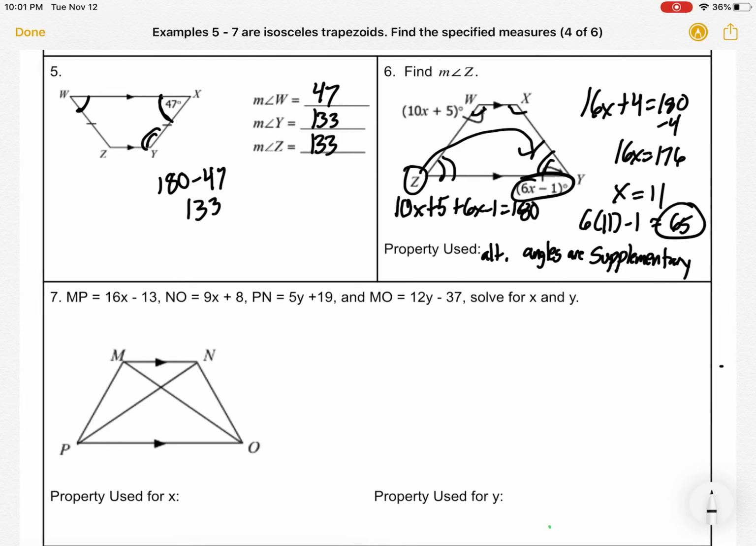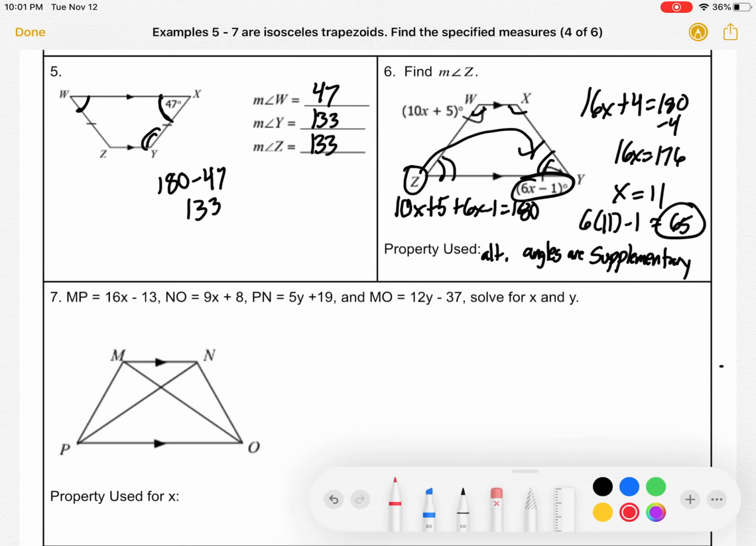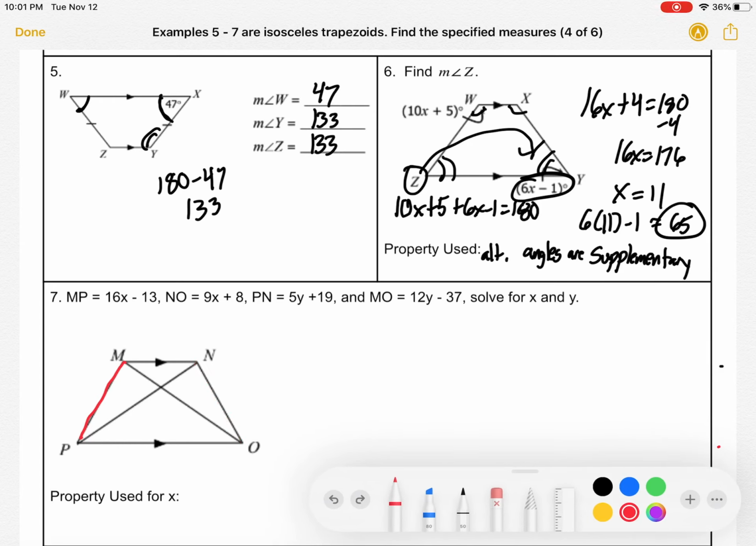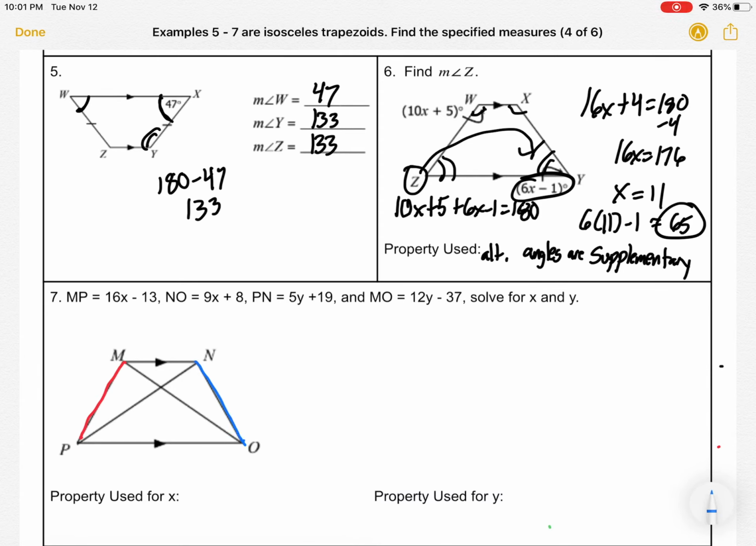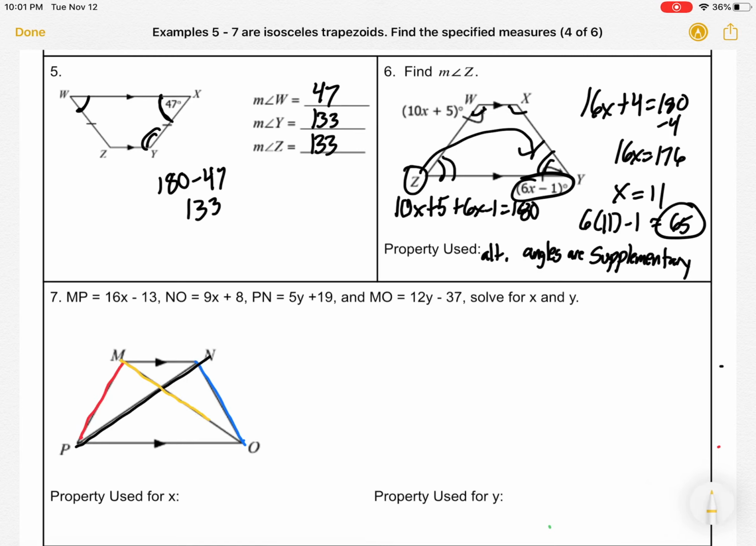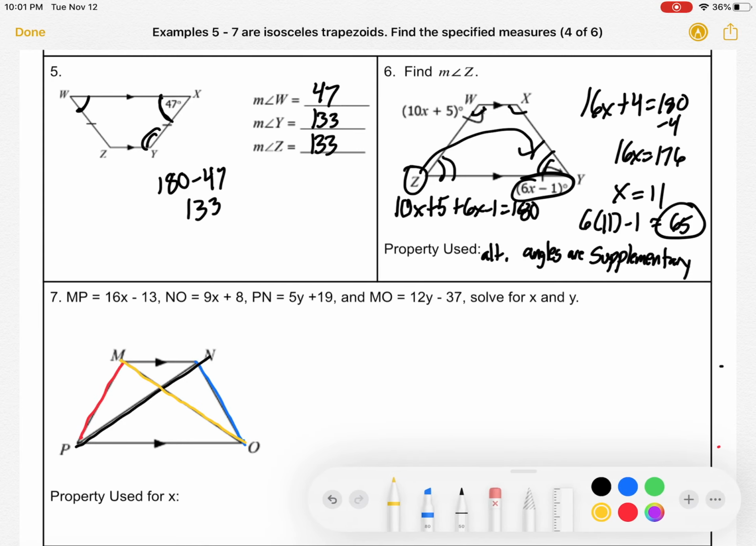Okay, so last one for the notes. We have 2 questions after this, so don't stop the video after this, watch till the end. So we have MP, let's use a different color actually. NO, PN, and MO. So they're giving you 4 equations. You need to figure out which ones correspond to which. So MP would be the same as NO.